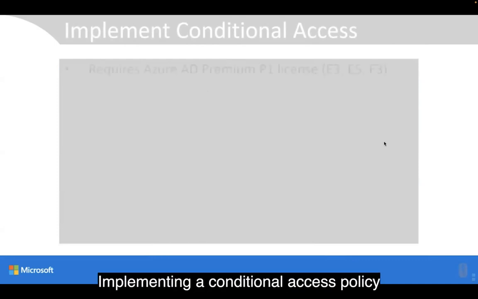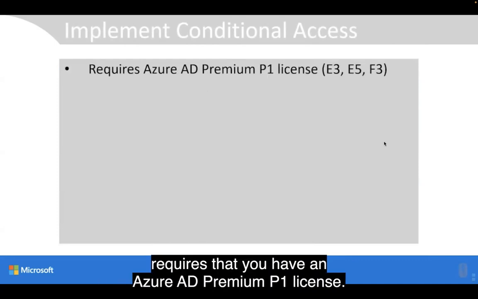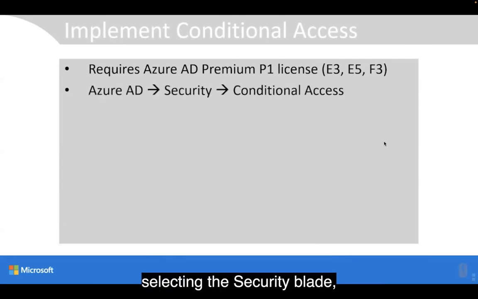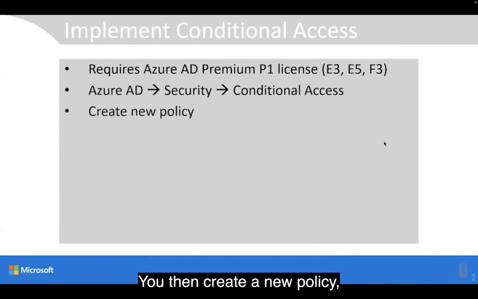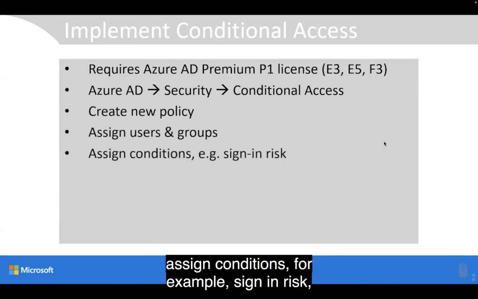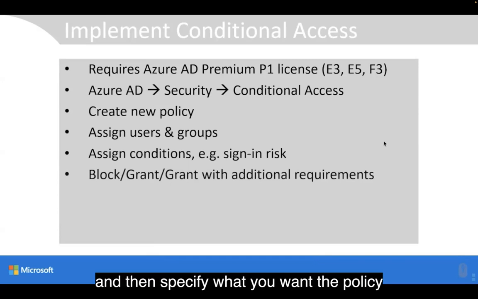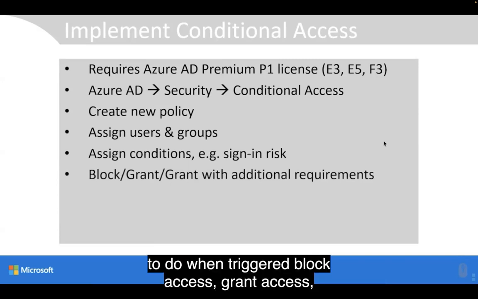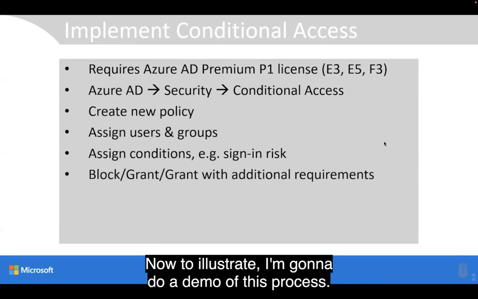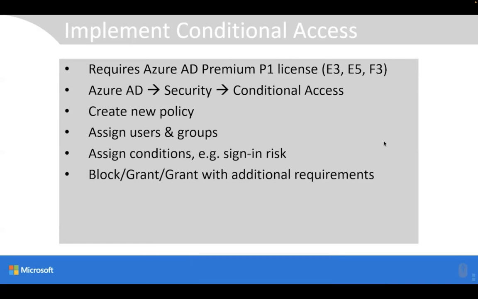As previously discussed, conditional access allows you to control the conditions under which a user can successfully sign in. Implementing a conditional access policy requires that you have an Azure AD Premium P1 license. You begin by navigating to the Azure AD Admin Center, selecting the security blade, and selecting Conditional Access. You then create a new policy, assign users and groups to the policy, assign conditions, for example, sign-in risk, and then specify what you want the policy to do when triggered: block access, or grant access with additional requirements. Now, to illustrate, I'm going to do a demo of this process.